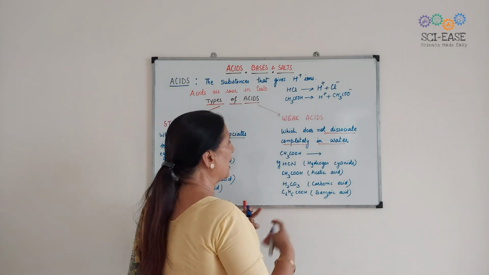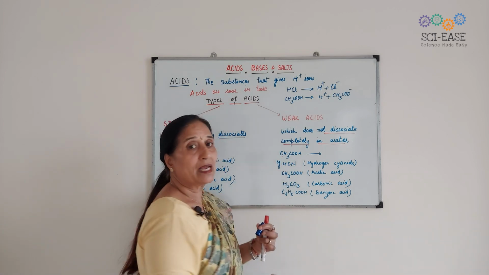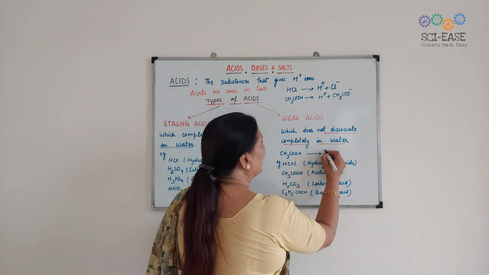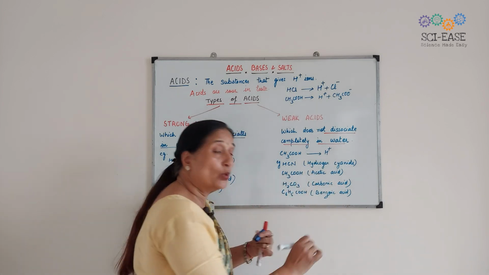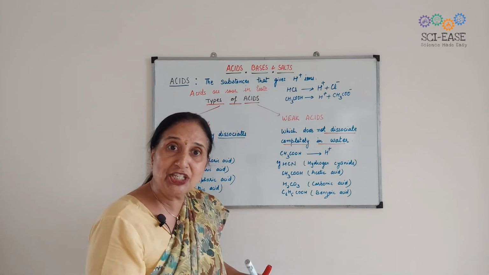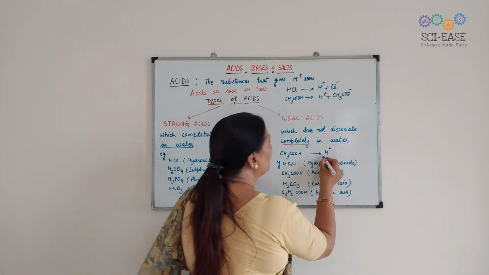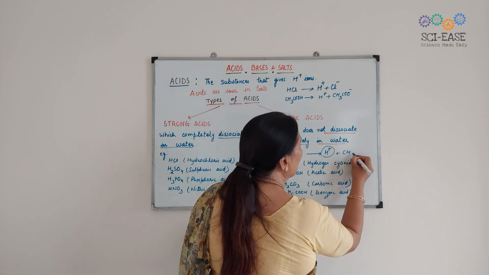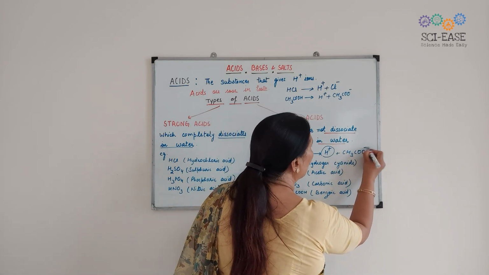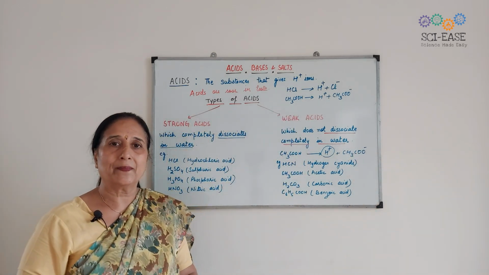Okay, so weak acids do not dissociate completely in water. So when I am dissolving this acetic acid in water, that will be dissociated into H positive, which is necessary because the definition of an acid is that which gives H positive ions, plus CH3COO negative, that is acetate ion.